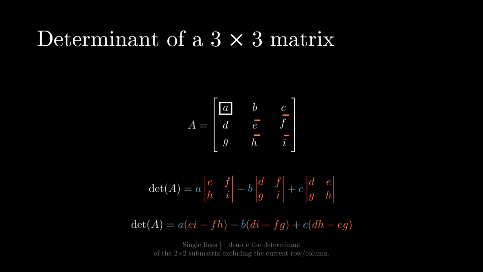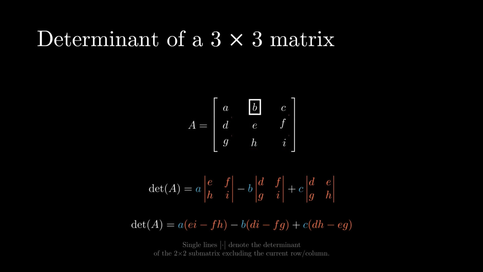Now, how are these submatrices formed? Well, they are formed by selecting the top relevant element for each element of the top row, and then deleting their respective row and column. So for A, we will delete the row that it's in, and we will delete the column that it's in. This would leave us with E, F, H, and I, which you will realize is the four values which are in the submatrix right next to the A. Note that the single lines that are surrounding these submatrices denote that we must calculate the determinant for these 2x2 submatrices.